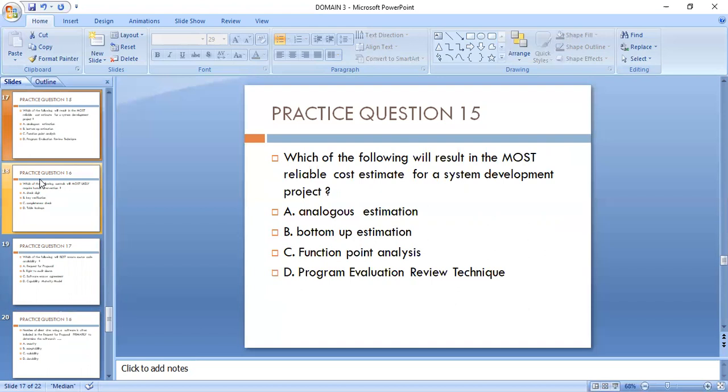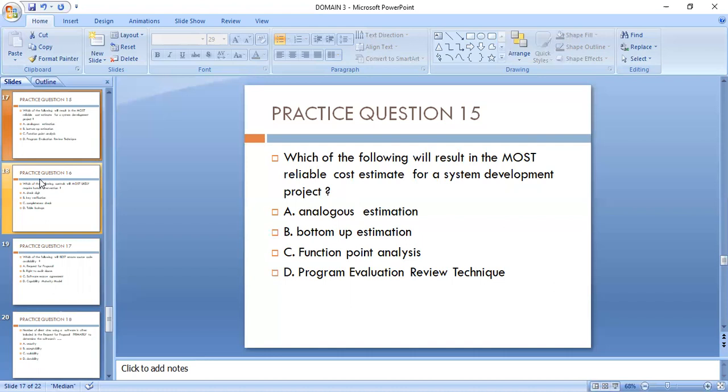Analogous estimation is used when you have a software development project or any project at all. You can go and investigate if it has been done somewhere else before, maybe within the organization or outside the organization. Then look at the price that was used, the total cost. From that, you can now project how much this current project will cost. So you are comparing with existing or past projects. So that is it.